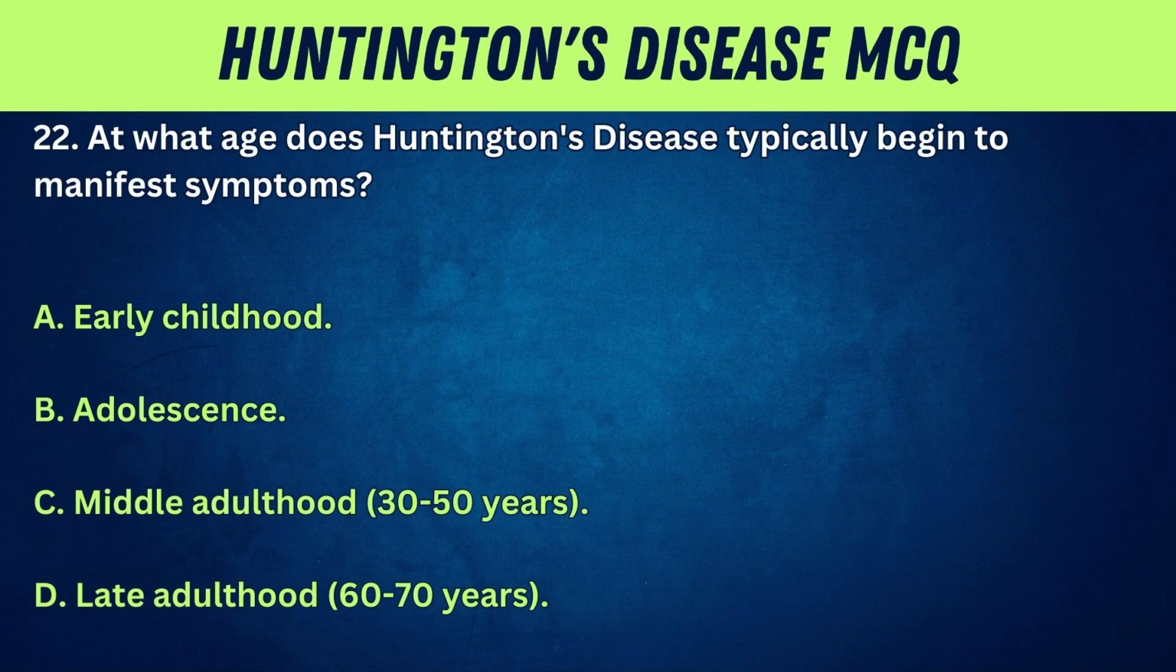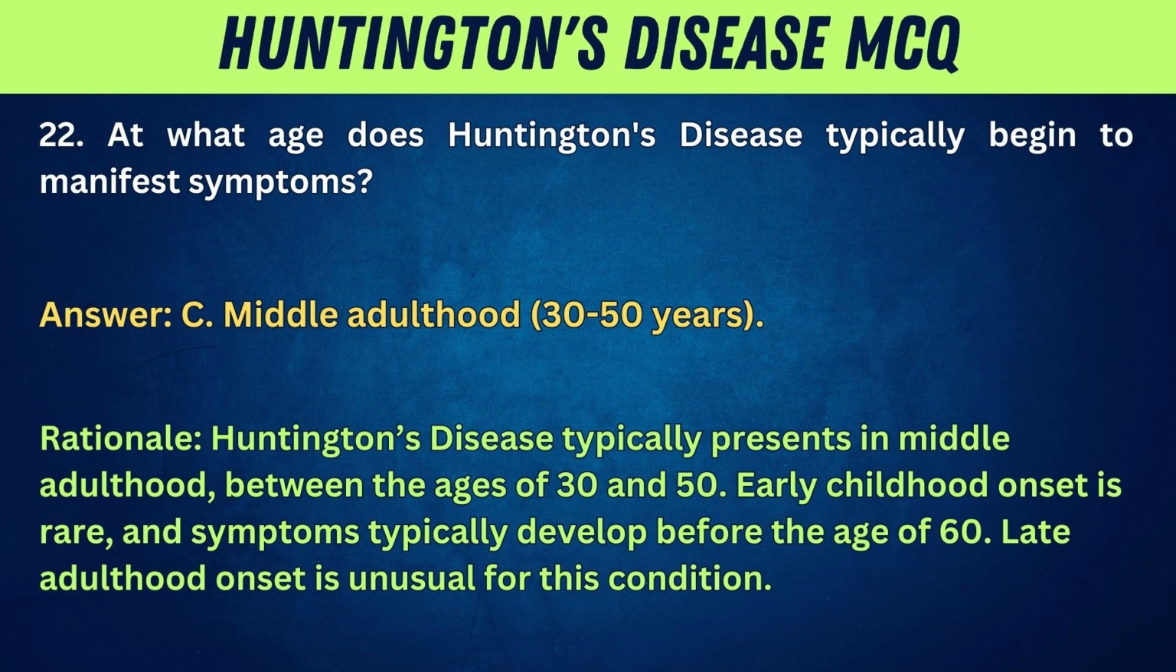22. At what age does Huntington's disease typically begin to manifest symptoms? A. Early childhood. B. Adolescence. C. Middle adulthood, 30 to 50 years. D. Late adulthood, 60 to 70 years. Answer: C. Middle adulthood, 30 to 50 years.